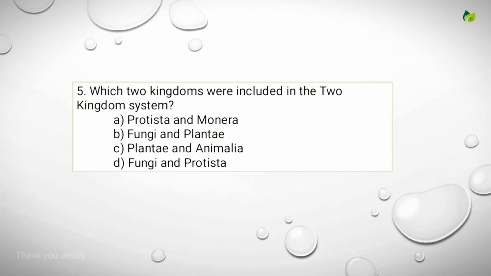Let's see the next question. Which two kingdoms were included in the two kingdom system? Options are Protista and Monera, fungi and Plantae, Plantae and Animalia, fungi and Protista. For this, the correct answer is Plantae and Animalia. Linnaeus proposed the two kingdom system of classification. He classified all the living organisms into two kingdoms. They are nothing but Plantae and Animalia. Let's see the next question.